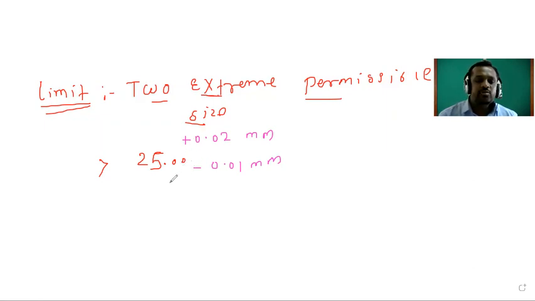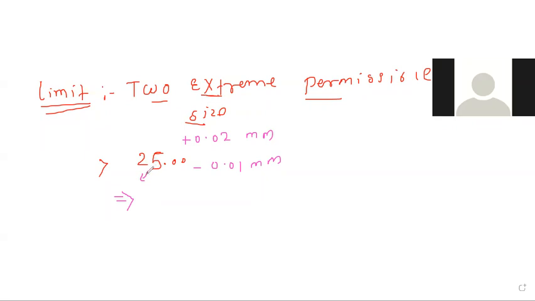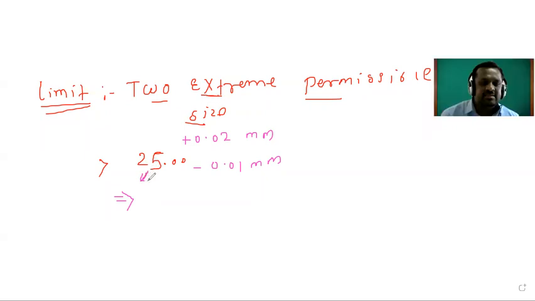In between that range only you can produce the product, and if you produce any component in this range, it will be acceptable. Then how to calculate the upper limit? See, it is called the basic size, right? Yes. That 25 is your basic size, and that plus 0.02 is called the maximum permissible size. And this is the minimum permissible size.